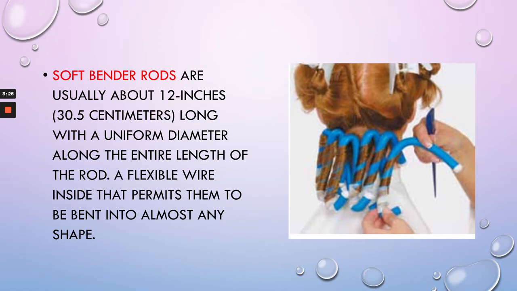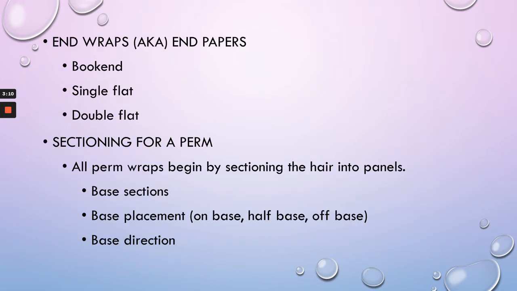And we have our soft bender rods. They're also 12 inches long with a uniform diameter along the entire length of the rod. A flexible wire is inside that permits them to be bent in almost any shape. Next, we have our end paper techniques. End wraps, also known as end papers. We have our book end, single flat, and double flat. You may have a question about end papers.